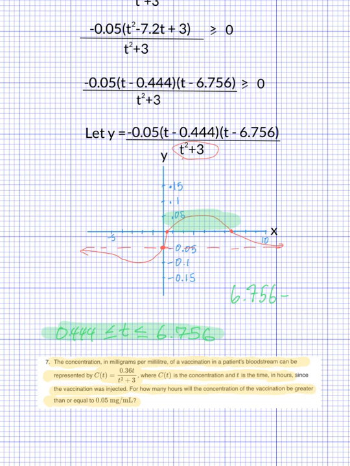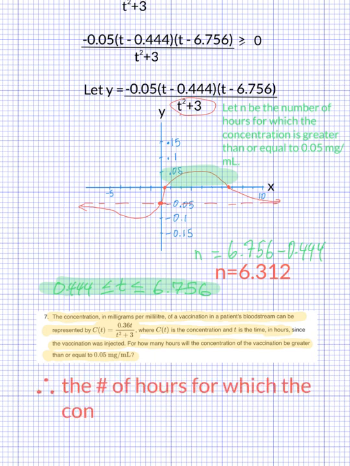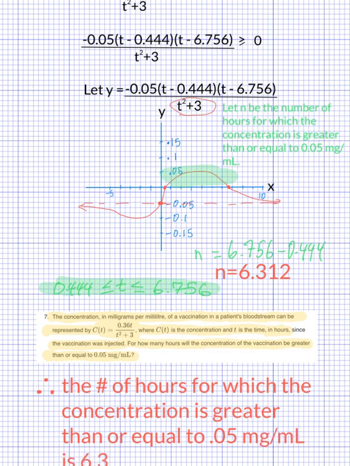6.756 minus 0.444, and that's going to be n. I'm going to say let n be the number of hours. And here n equals 6.312. Therefore, the number of hours for which the concentration is greater than or equal to 0.05 milligrams per milliliter is 6.312.